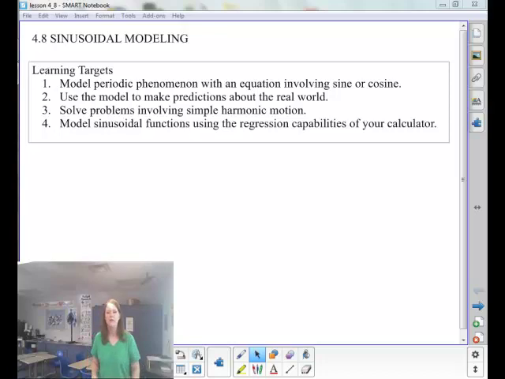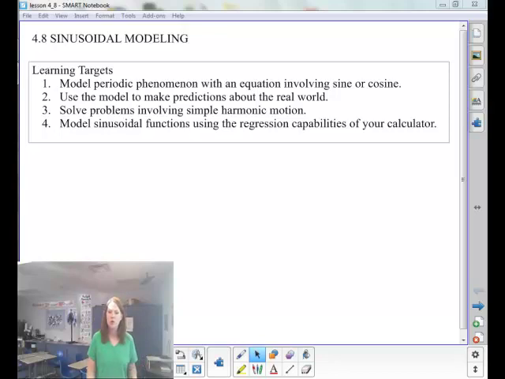Alrighty, we are now ready for lesson 4.8. We've been covering modeling. We're going to continue to cover modeling. And this time we're going to talk about something called sinusoidal modeling. Oh my goodness, that's quite the word. Basically we're going to model some periodic phenomena, things that repeat over and over again in a cycle, and those are going to be with equations involving sine and cosine.